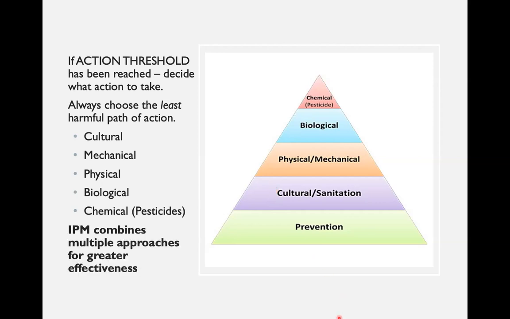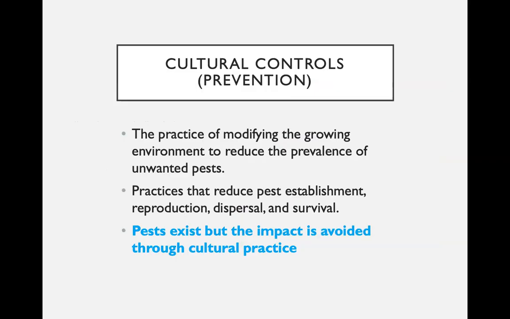Okay, so if we again start at the base of that triangle with cultural controls and prevention techniques, and work our way up, we're now going to take a look at some specific examples of methods that fall under each of these categories. Starting with the bottom, prevention, cultural control. In these methods, we're doing things around the farm and to our plants to modify the environment that those crop plants are growing in, in order to reduce the presence of unwanted organisms.